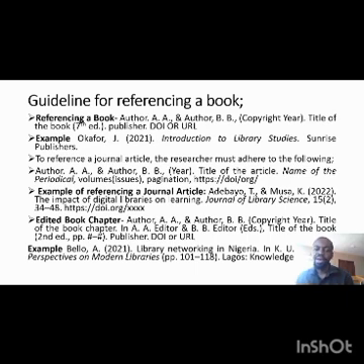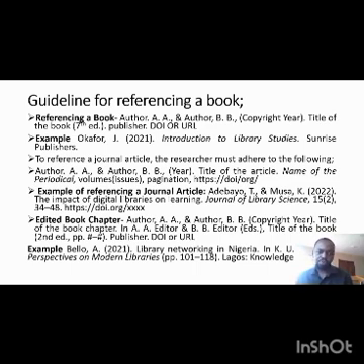Then you write the copyright year. You write the title of the book, the edition, the name of the publisher, then the DOI or URL if it's something digital. For example, we have Okafor, J. 2021, Introduction to Library Studies. Publisher is Sunrise Publishers. So if it's a journal, we have its own way of writing references for journals.